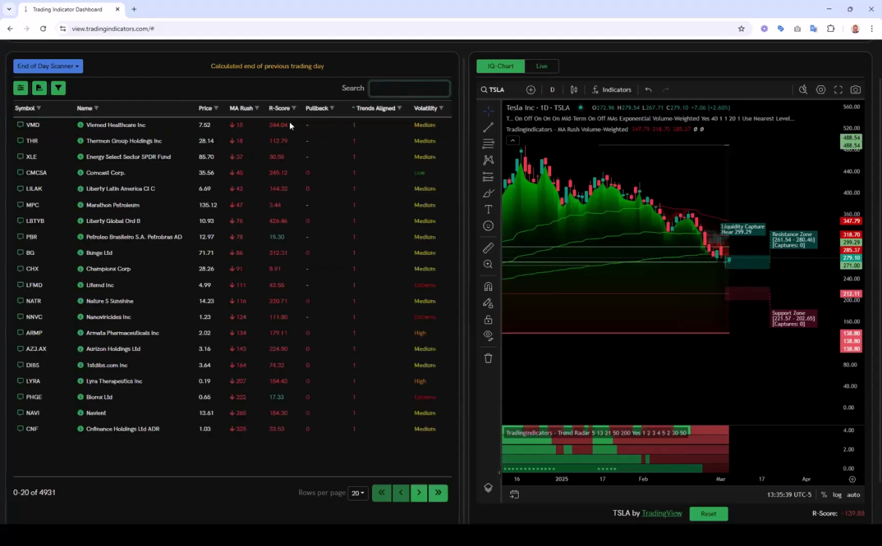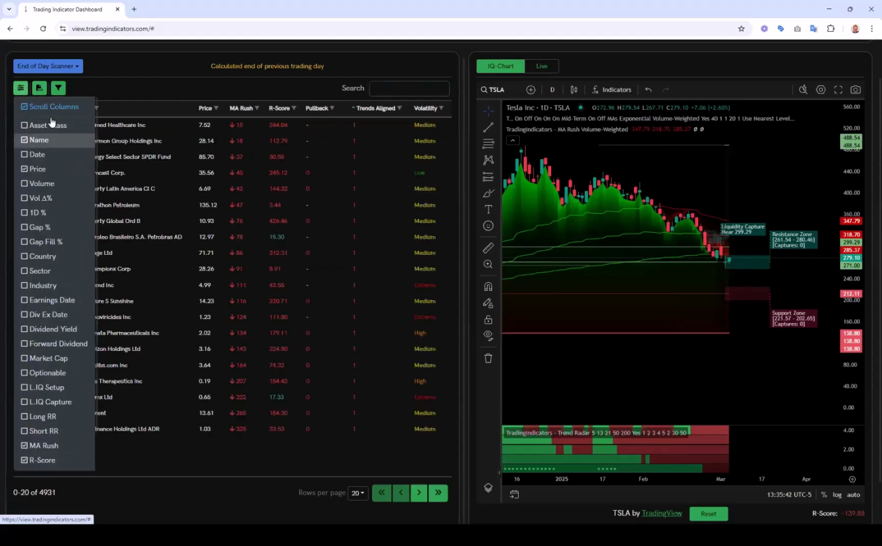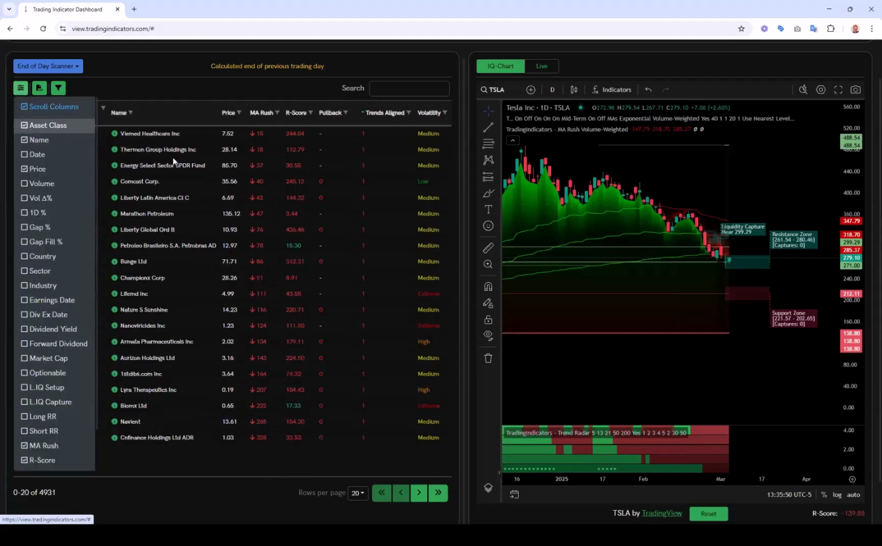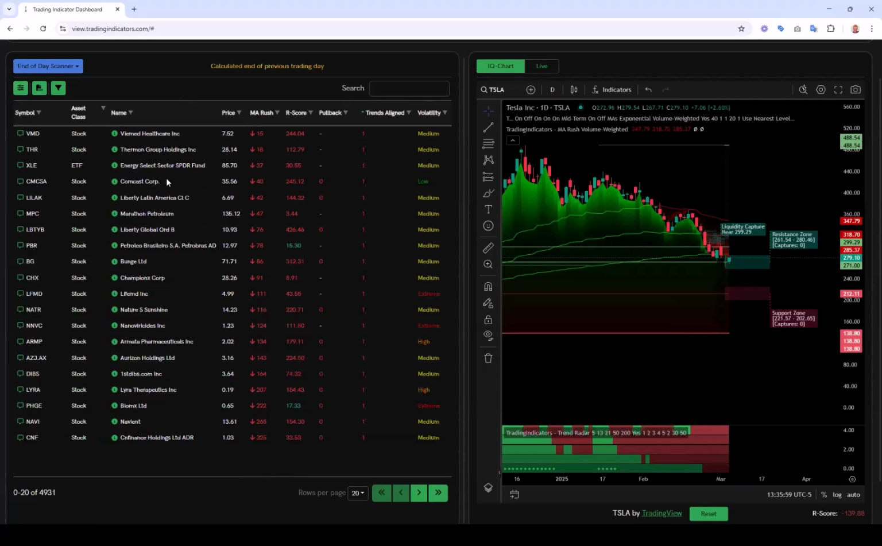All right, and the other feature I mentioned was to enable scrollable columns with this button here. If it's disabled, you don't have the scroll bar here. You can enable and disable different columns in the scanner itself to customize it exactly the way you want it. Okay, but now let's talk about something else.